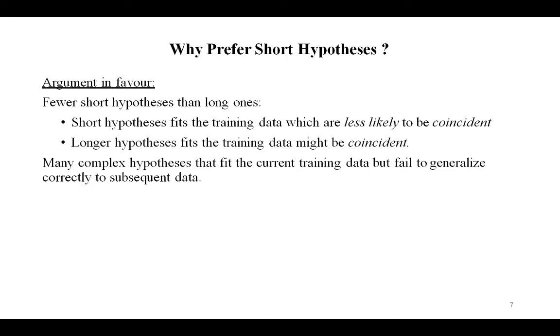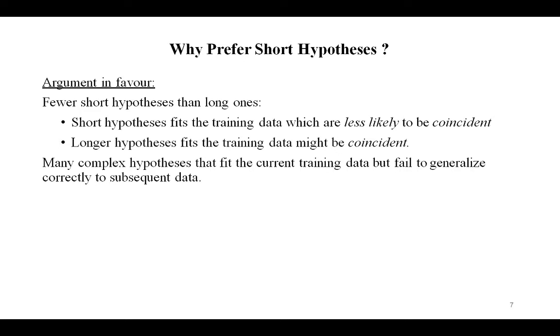In contrast, there are many complex hypotheses that fit the current training data but fail to generalize correctly to subsequent data. Now consider the decision tree hypothesis. For example, there are many more 500 node decision trees than 5 node decision trees. We can consider this as an example for a decision tree hypothesis.